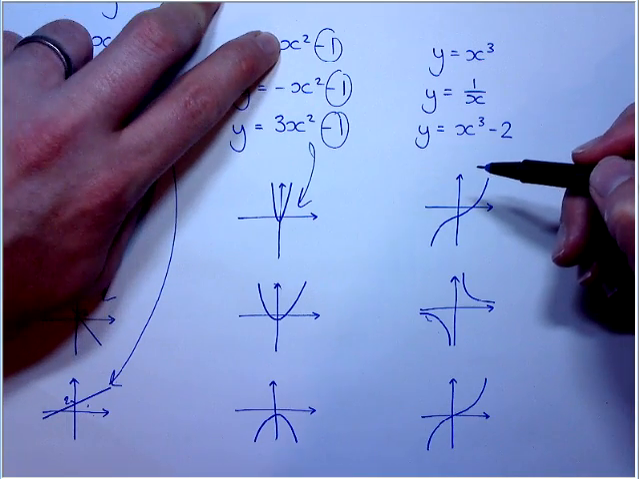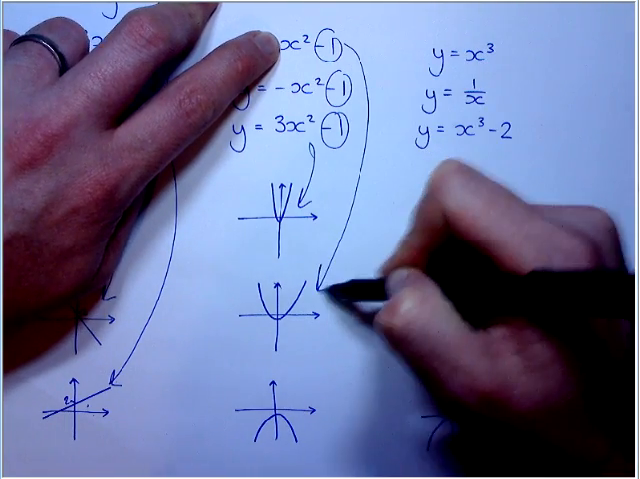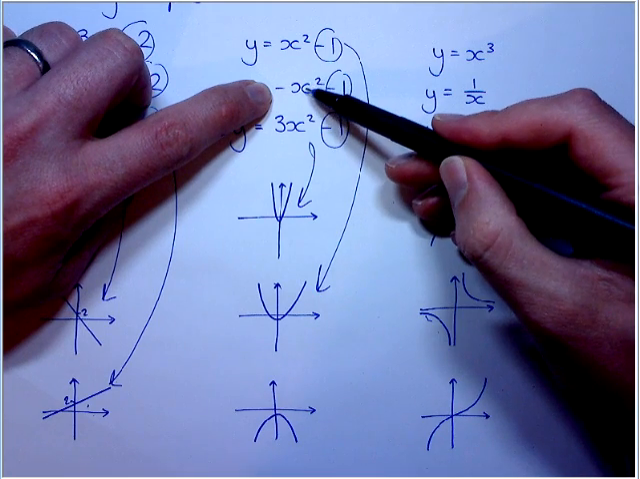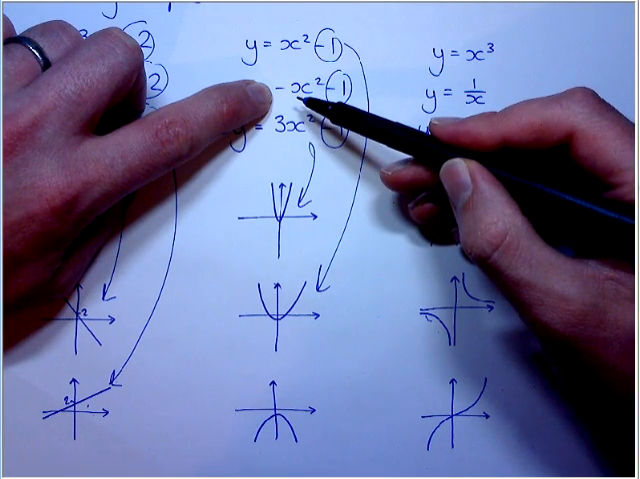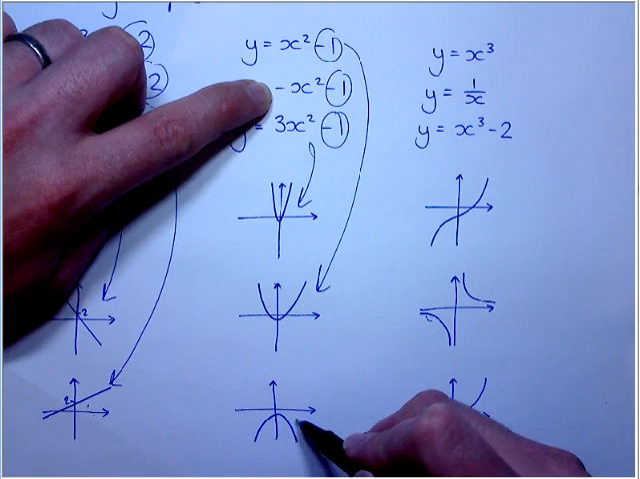And this is a positive x squared, so that has to be that one, and when there's a negative in front of it, it means it's being reflected, so it's this one here.